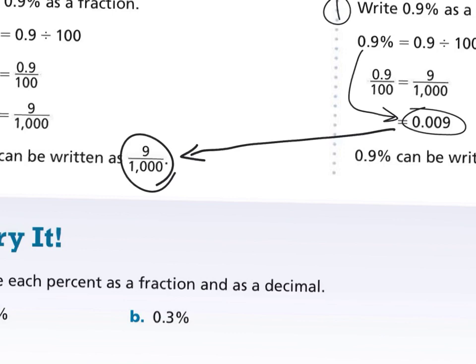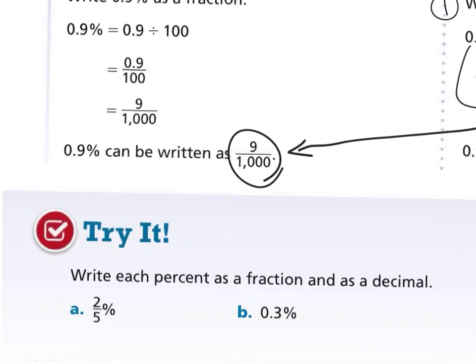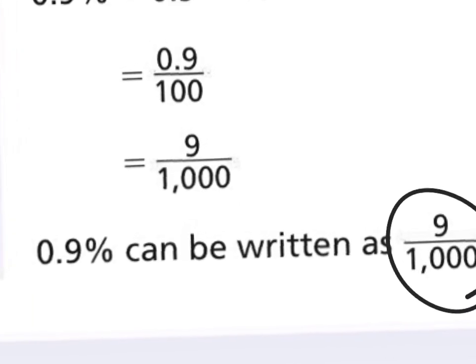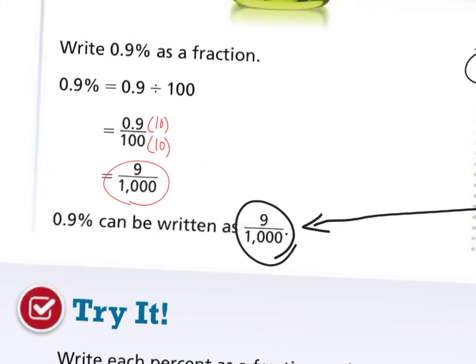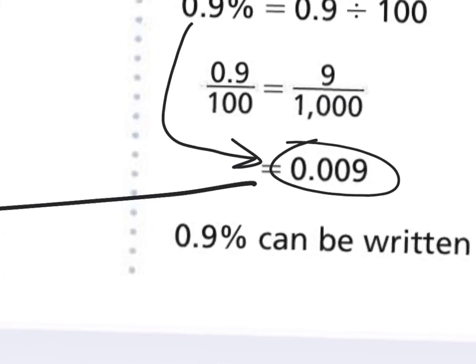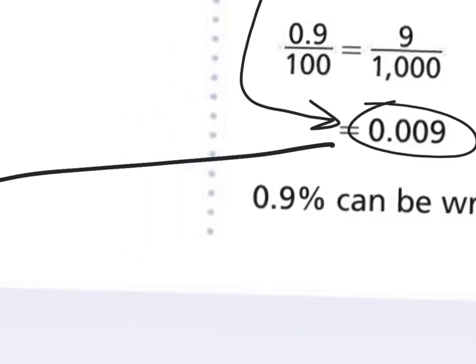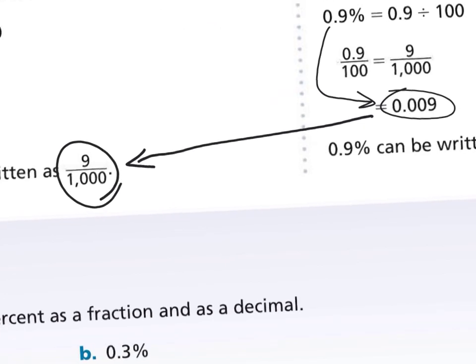What the book did by getting the fraction, they said it's 0.9 over 100. And then you don't want to have a decimal in your fraction. So if you multiply both of those by 10, then you can get it to 9 over 1,000. But again, to me, it's easier if we just go ahead and get the decimal first, and then we can say, oh, okay, that's my fraction then.